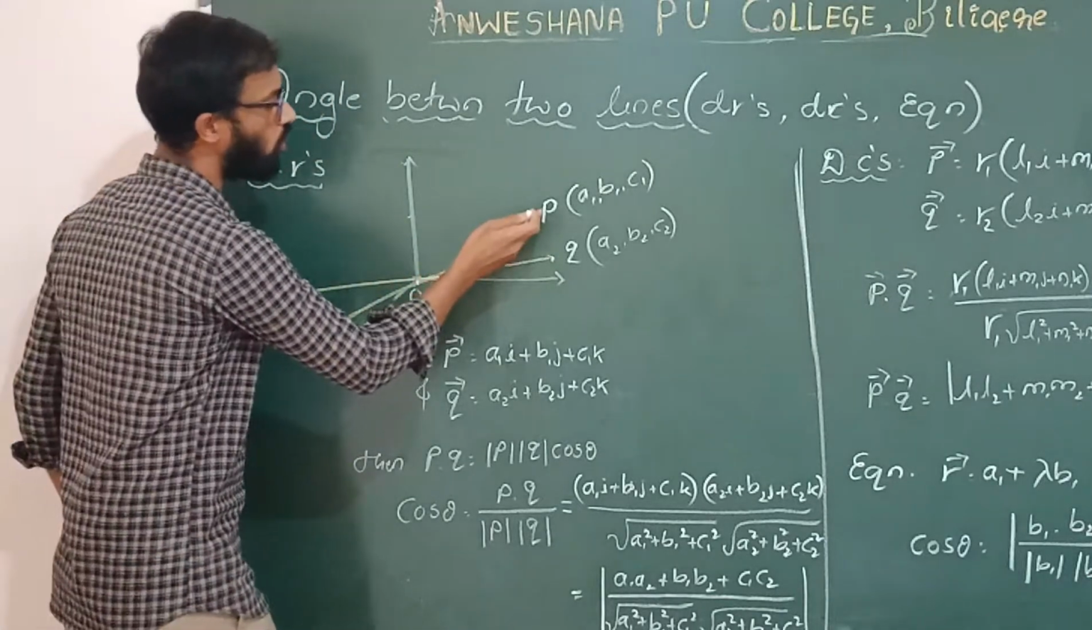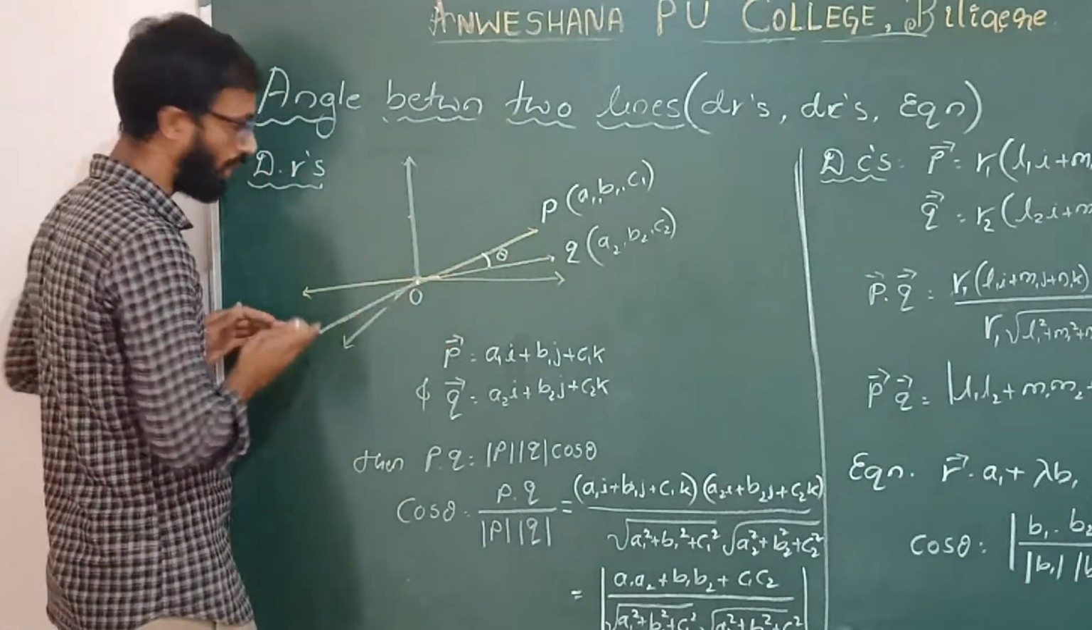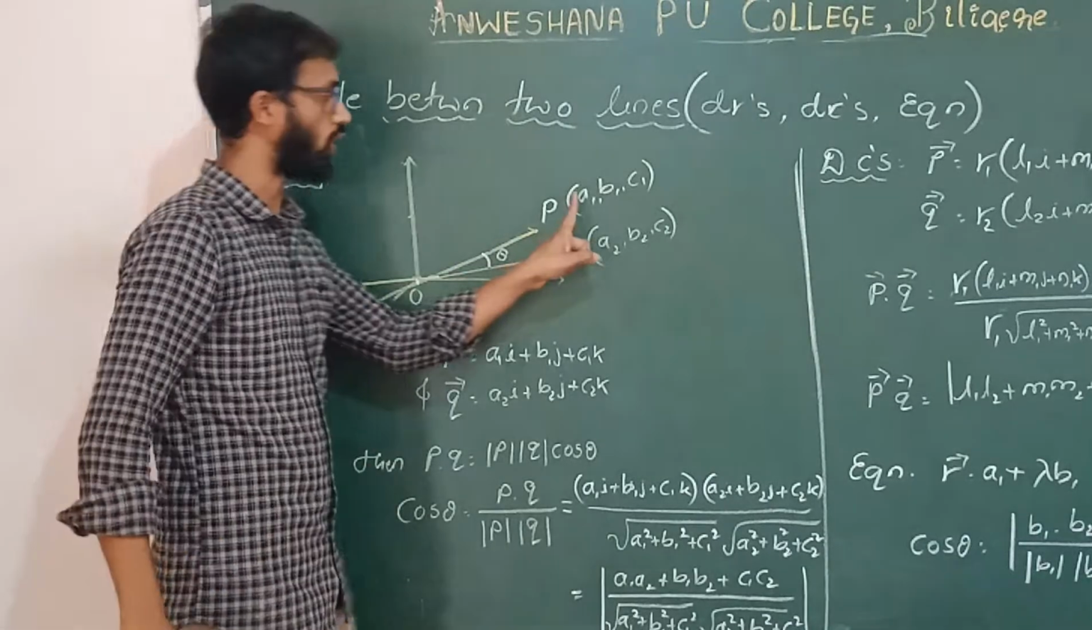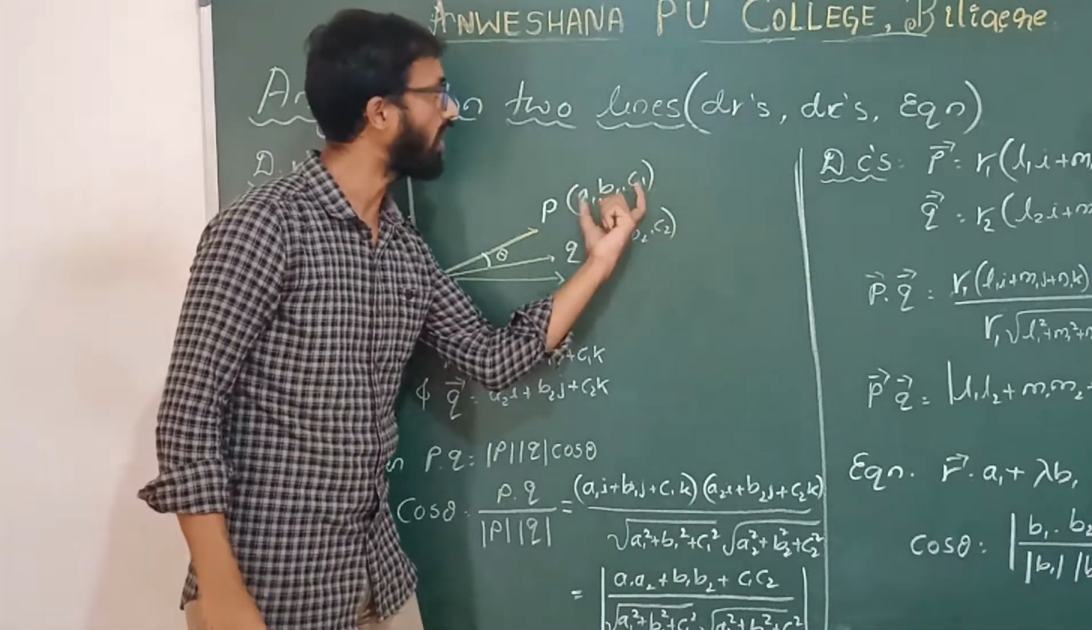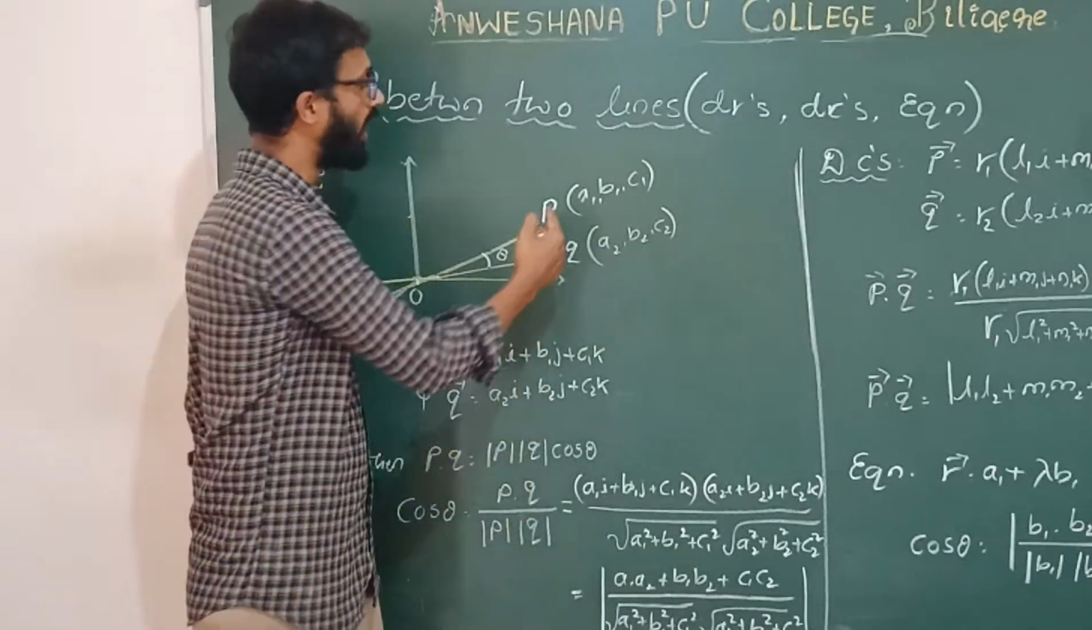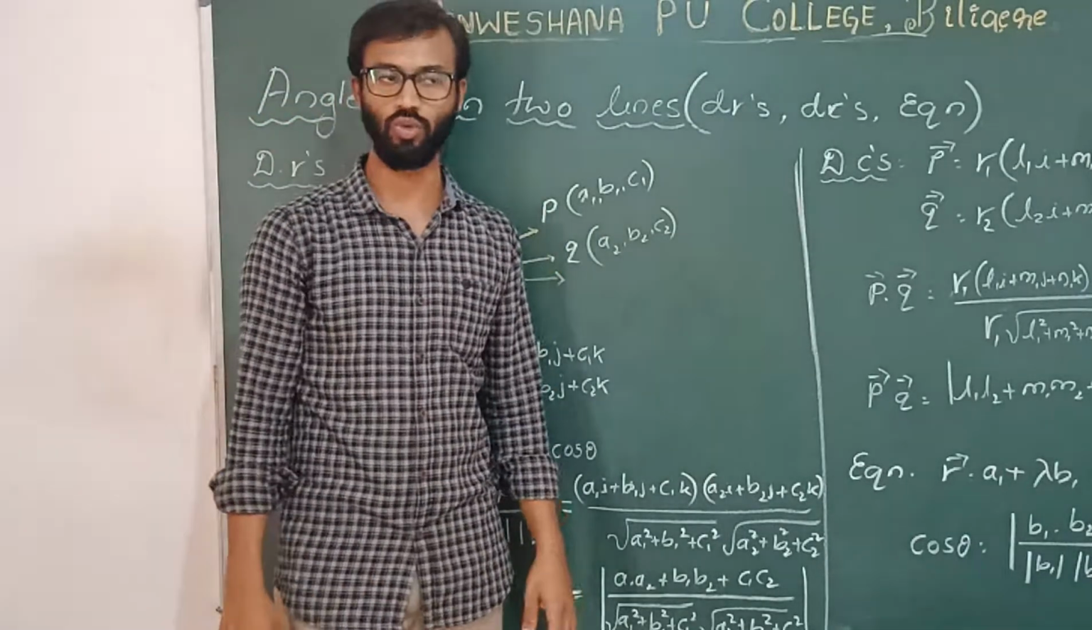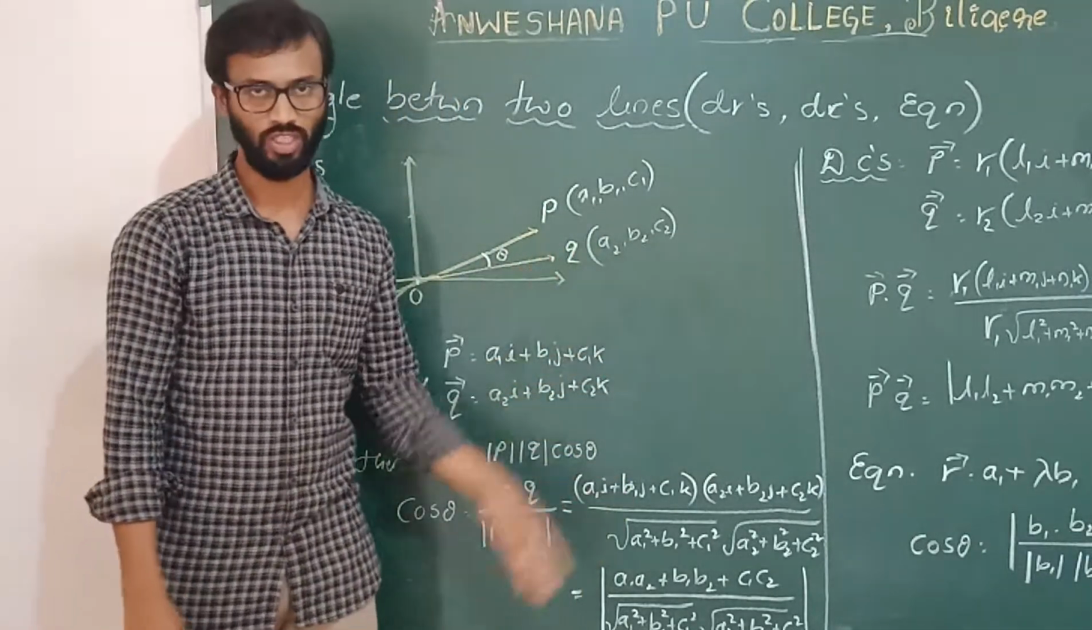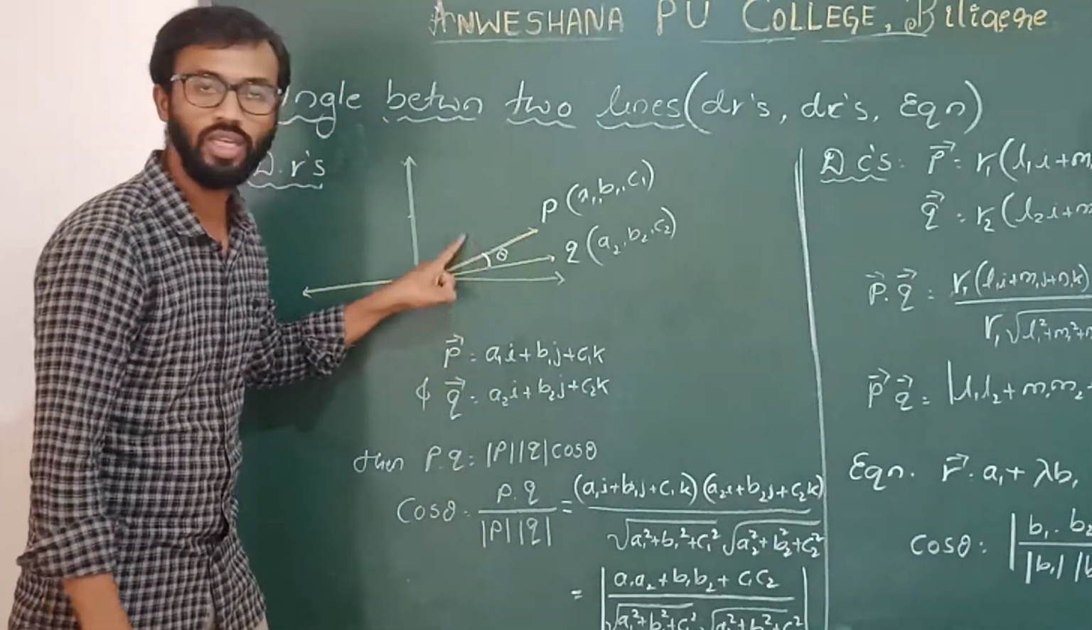Okay. So let P and Q be the two lines which pass through the origin with the direction ratios. Please keep in your mind, I have taken here when they are in the direction ratios. With the direction ratios A1, B1, C1 and A2, B2, C2. Then what will be the angle between these two lines?